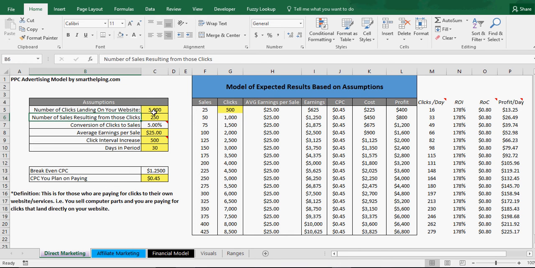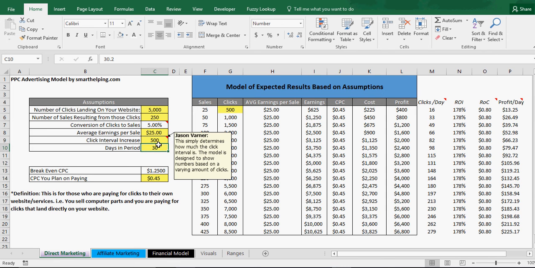But here, if you have a year's worth of data, that's fine, because all we're really using from this is the conversion percentage and the average earnings per sale. The click interval and day period are just part of the model to build out, and have nothing to do with the monthly calculations. So we'll say you got 5,000 clicks to your site. Of those clicks that you plan on paying for, or that come onto your site that are targeted to your product or service, how many of them actually make a purchase? If we put in 250, that's saying you got a 5% conversion rate on those clicks.